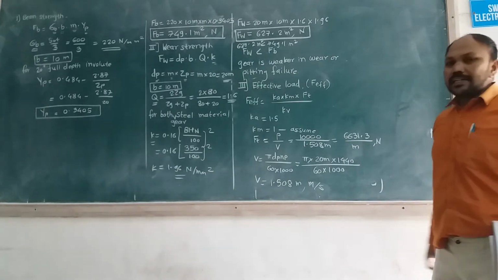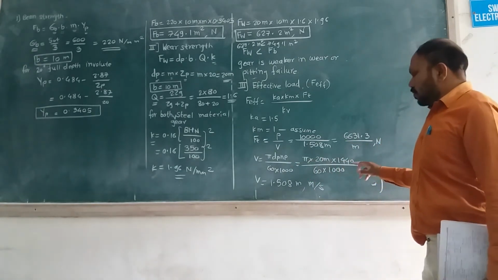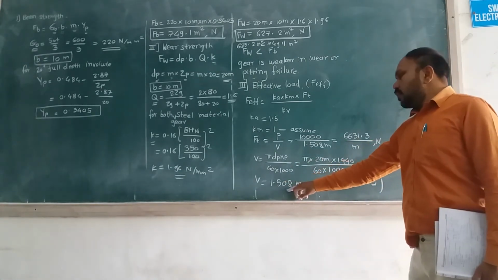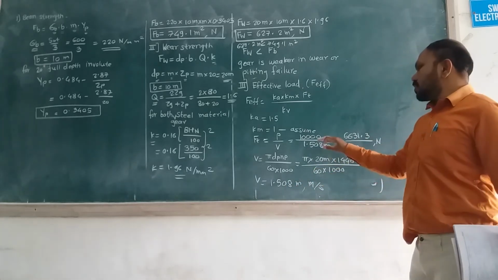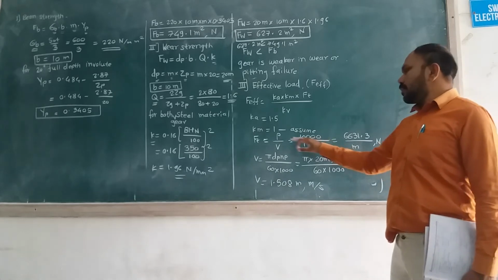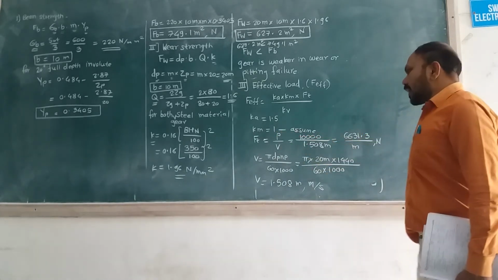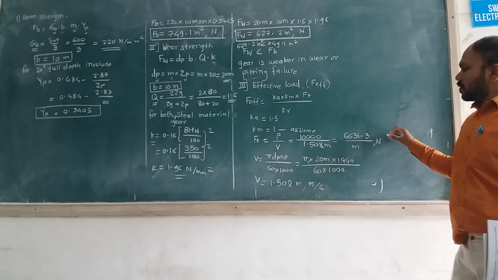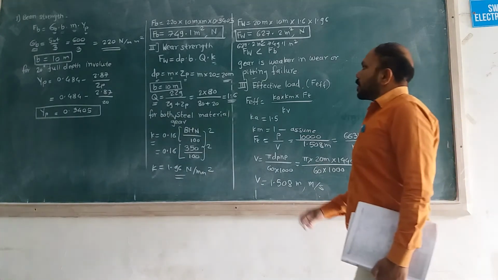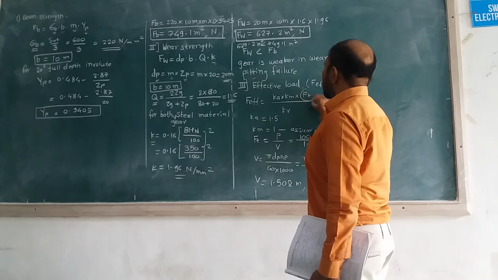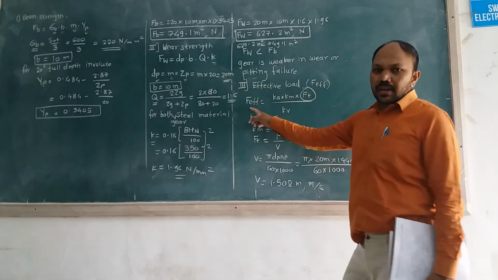So substituting dp and np, we get v is equal to 1.508 times module. Okay, so we substitute this 1.508 times module and power is 10,000. So after calculating ft, we get 6631.3 divided by module. So this is ft value. Now why we calculate this ft value? Because that value is required for calculating effective load.